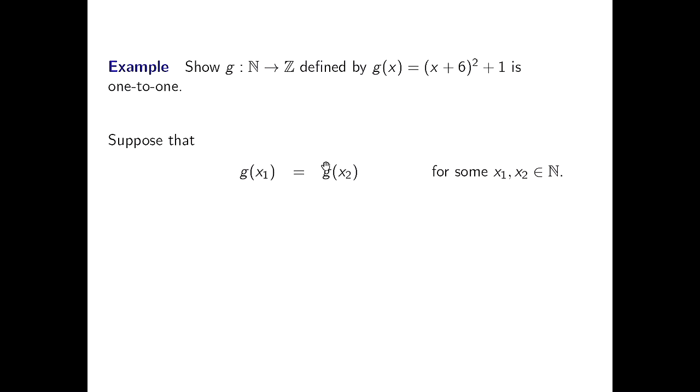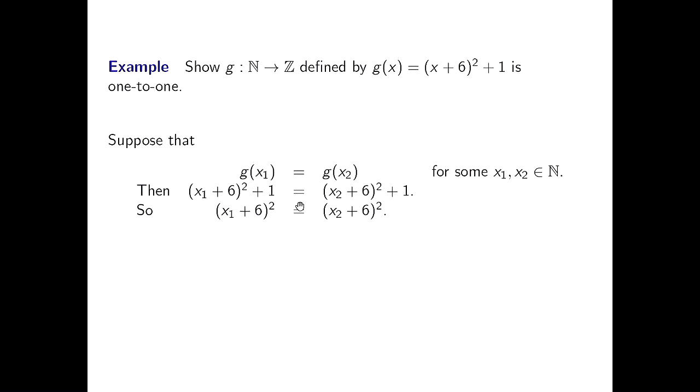Well, we say suppose x1 and x2 are the same when we hit them with g. We want to prove that x1 equals x2. The important thing here is that x1 and x2 are natural numbers, and we know that, right? So then applying the definition of g, we get this. Then subtracting 1, we get this.